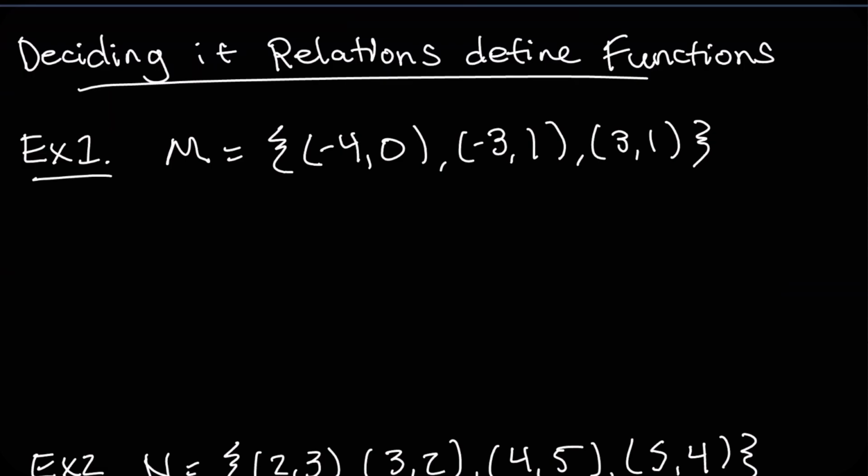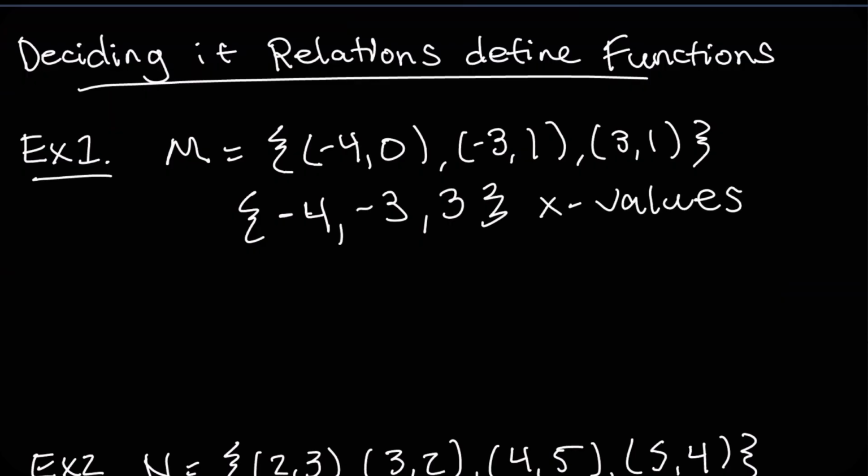ones. So for the first example, we have -4, 0, -3, 1, and then 3 and 1. So let's go ahead and write our x values here. Our x values are -4, -3, and then finally 3.